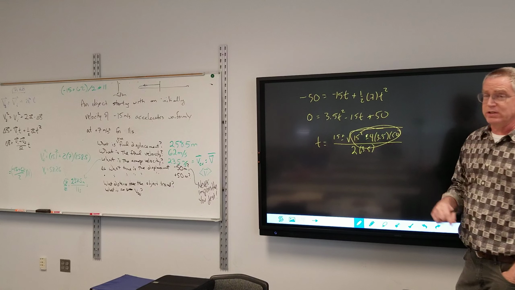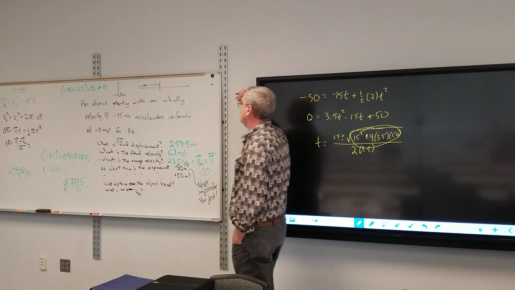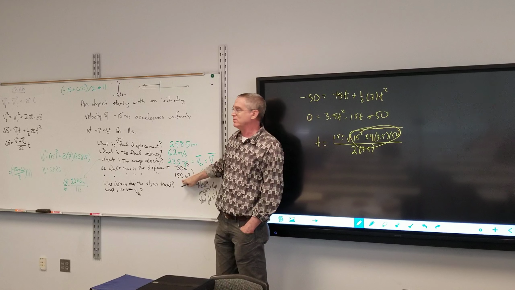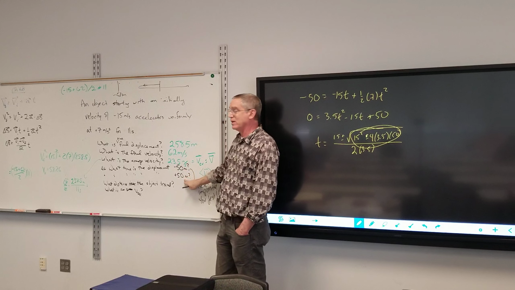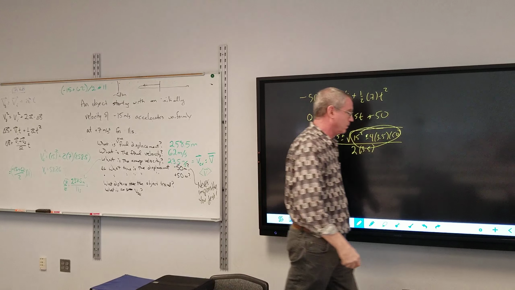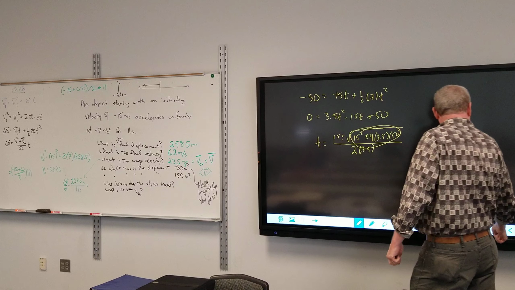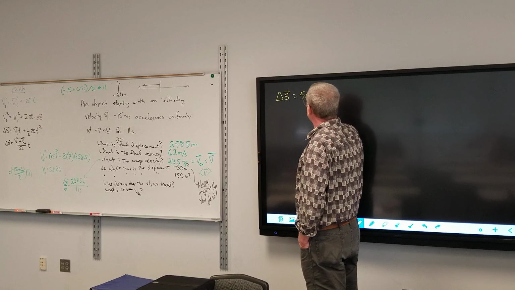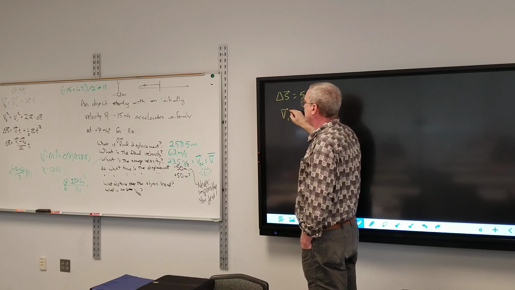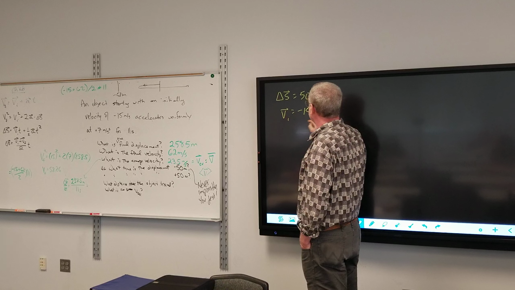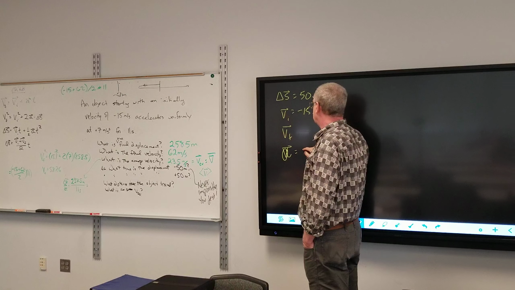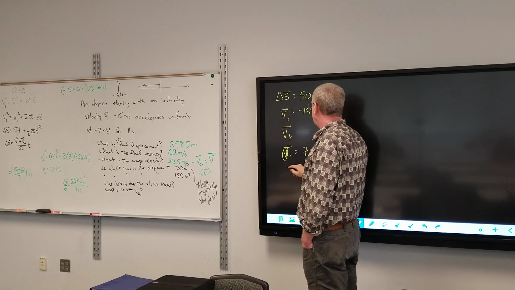All right, the second one is possible because he's going to turn around, he's going to shoot off. I know he goes out to 258.5 meters, so he will definitely get to 50 meters because he starts at 0, he ends up here. He's going to get past 50 at some point. So let's do it. Delta S equals 50 meters. Vi is negative 15 meters per second. Vf, don't know. The a is equal to plus 7 meters per second squared, and time we don't know.